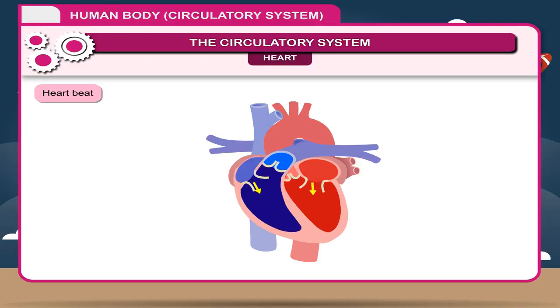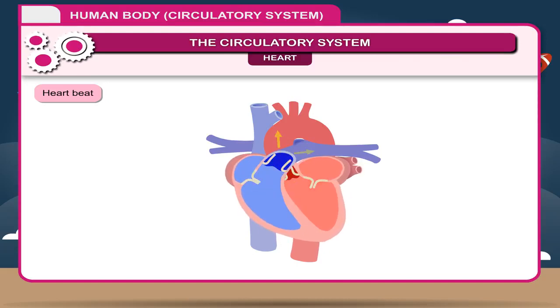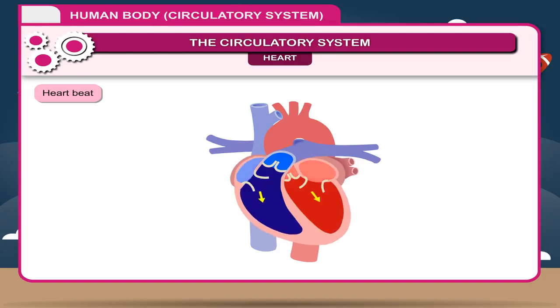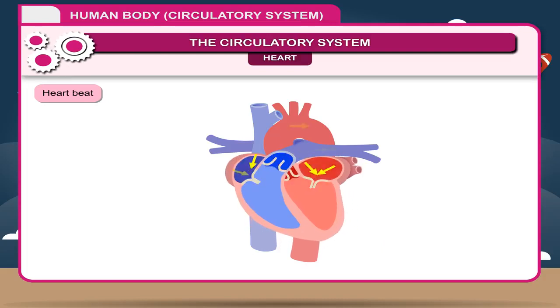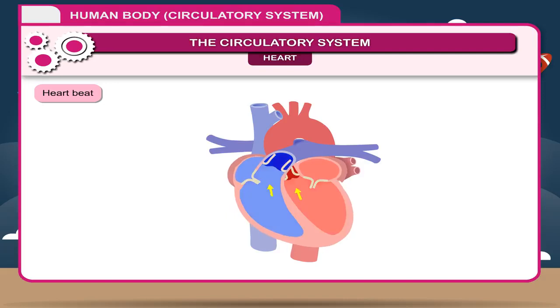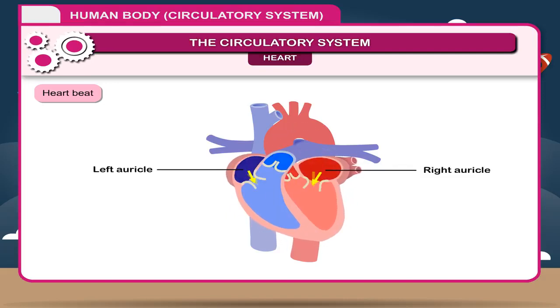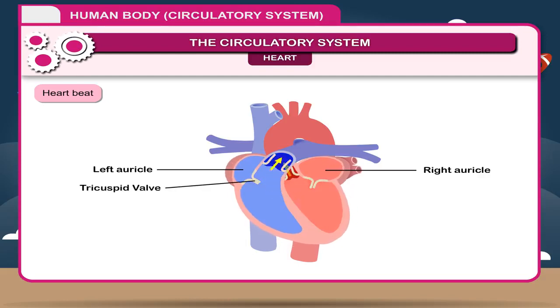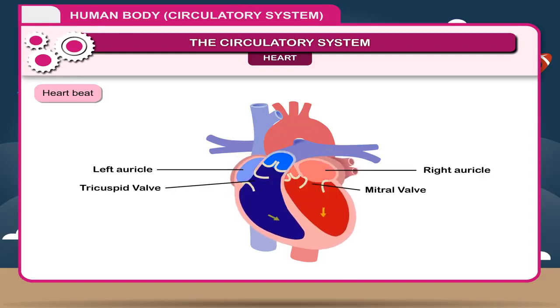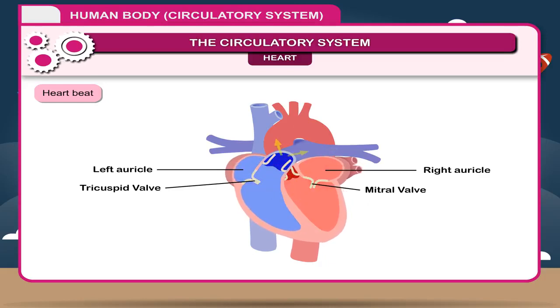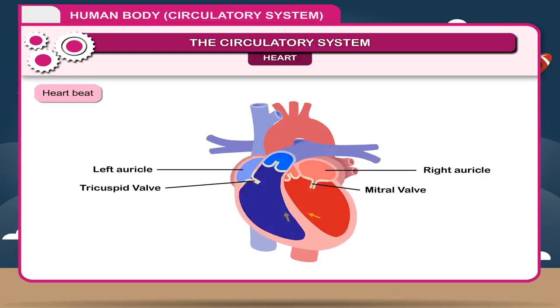Heartbeat. There are 2 stages in each heartbeat cycle, the systole and the diastole. In diastole, the heart muscle relaxes and blood is drawn into the 2 auricles. Rising pressure in each auricle opens the tricuspid and mitral valves and blood flows into the ventricles. Each auricle contracts, filling the ventricles to full capacity.